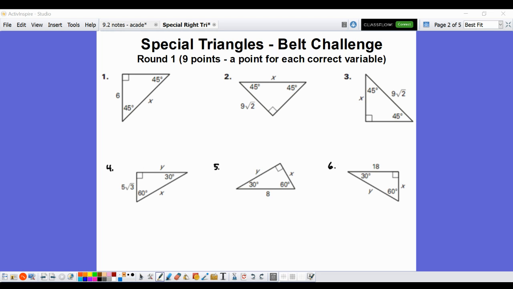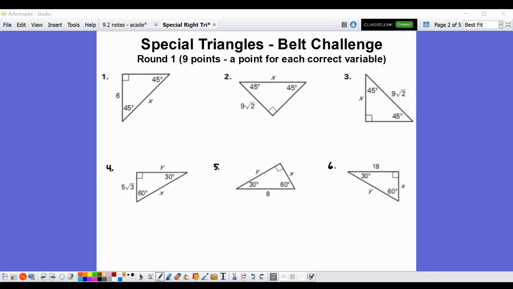Right? Special triangles, belt challenge, round 1. Give yourself 1 point for every correct answer you have for each variable. So the problems that just have x are worth 1 point. The problems with x and y are worth 2. The first 3 are all from the 45, 45, 90.